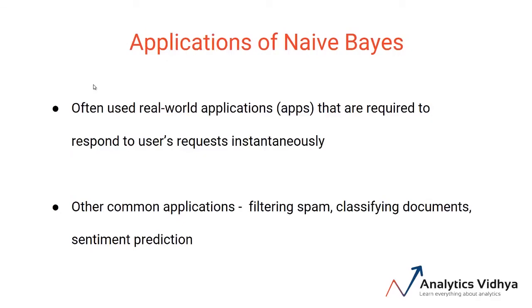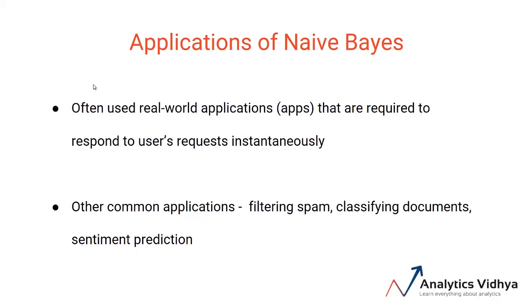So, if we talk about some of the applications of Naive Bayes, the most common use of this algorithm is for the real world apps where we need to respond to the user's request instantly. So in that case, Naive Bayes algorithm is used. And some other common applications that you might come across would be predicting if a mail is spam or not, or classifying the documents, and also even in sentiment prediction problems.